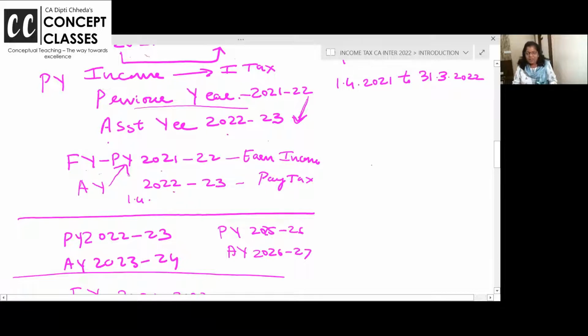Financial year or the previous year is the year in which you earn the income. Assessment year is the year when you pay the tax for what you have earned in the last year or the previous year or the financial year. I am taking a pause here. Even 1% confusion, ask me. Any doubt? Any one of you?